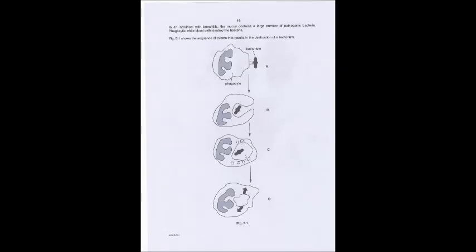Here's a nice diagram. In an individual with bronchitis, the mucus contains a large number of pathogenic bacteria. Phagocytic white blood cells can destroy the bacteria. Figure 5.1 shows a sequence of events that result in the destruction of a bacterium.